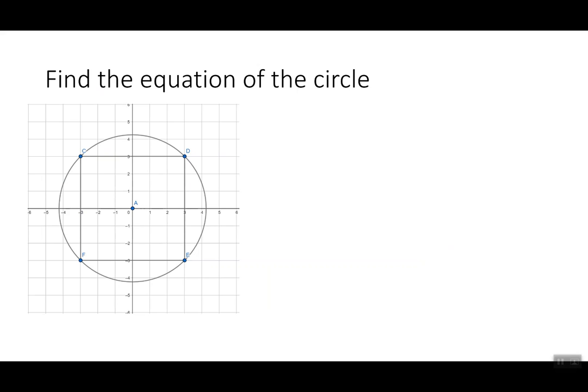Let's say we wanted to come up with the equation of the circle in this picture. Anytime I want to come up with the equation of a circle, I need two things. One thing I need to know is the center, and I also need to know the radius. The center is pretty easy to see. The center here would be 0, 0. But the radius I could get from measuring the length from the center to any point on the circle.